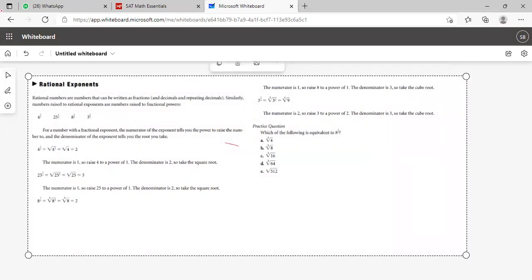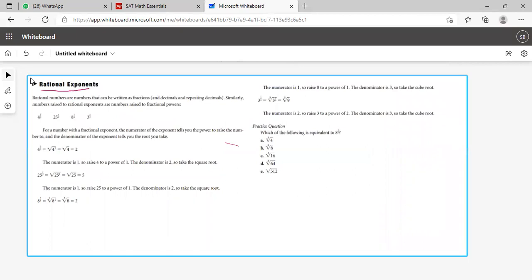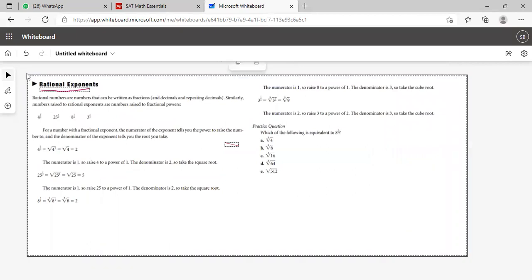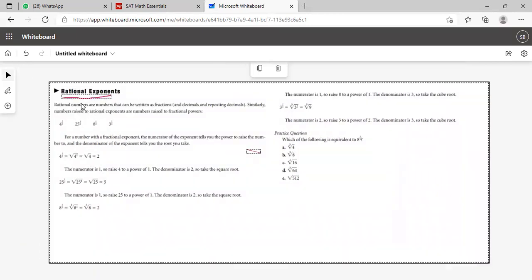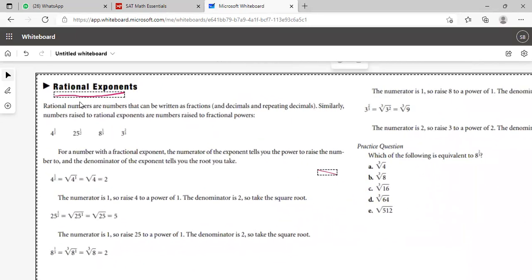Right. So now we have rational exponents. I think it's still very small. Let me make it more readable. We have discussed positive exponents and we have talked about the negative ones. But now we will see the case when we have rational exponents.